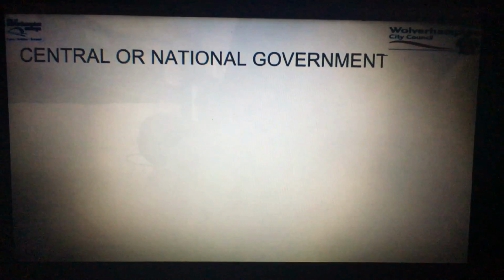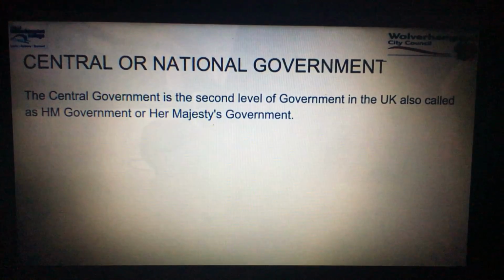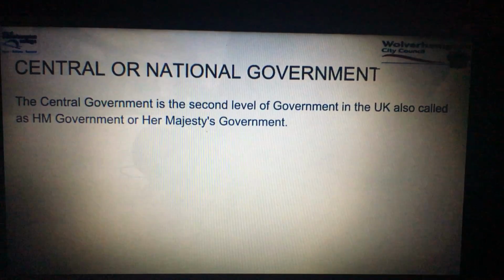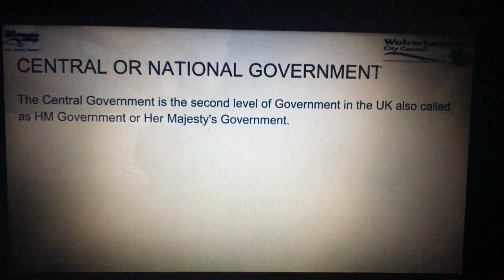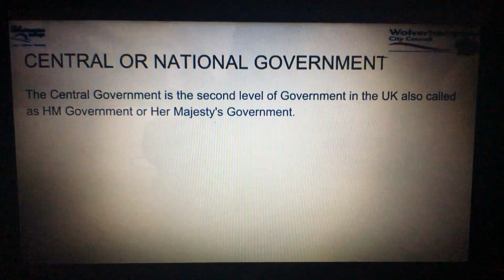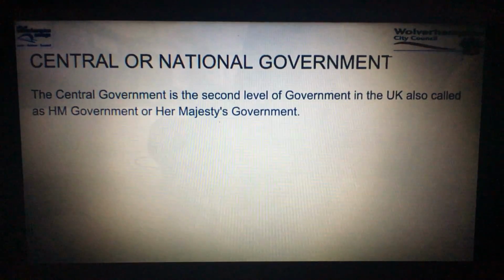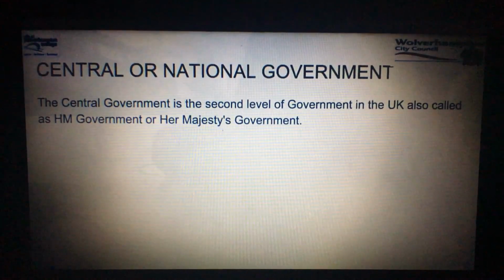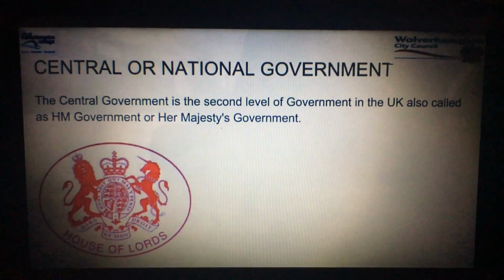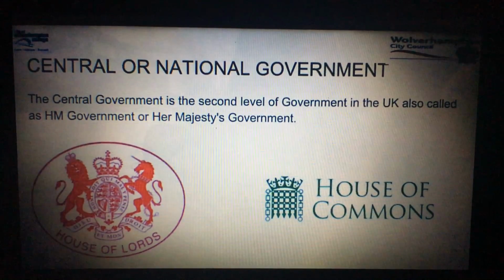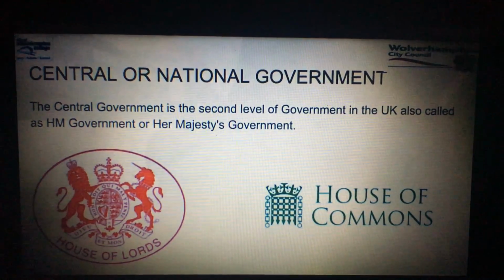Central or national government. The central government is the second level of government in UK, also called the HM government or Her Majesty's government. The central government is based in the Palace of Westminster in London. It is where both members of House of Lords and House of Commons sit together to discuss what laws should be passed in the country.